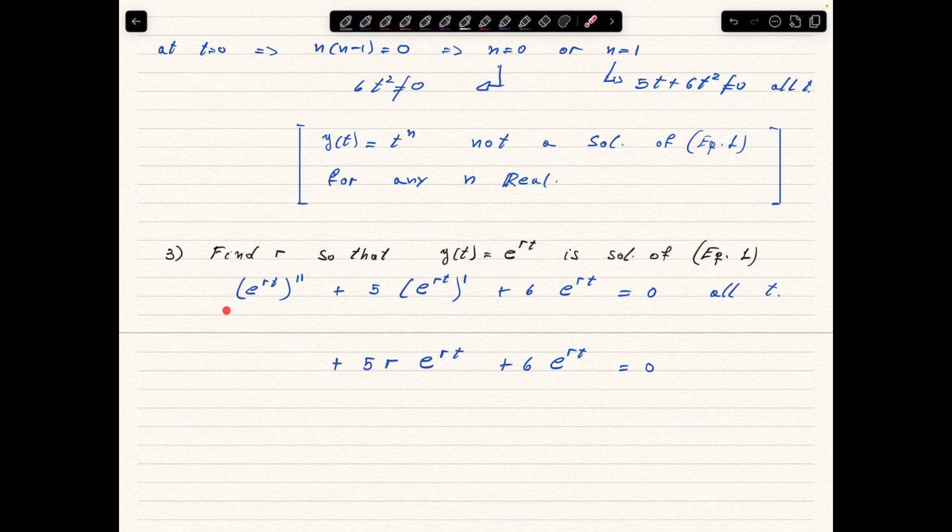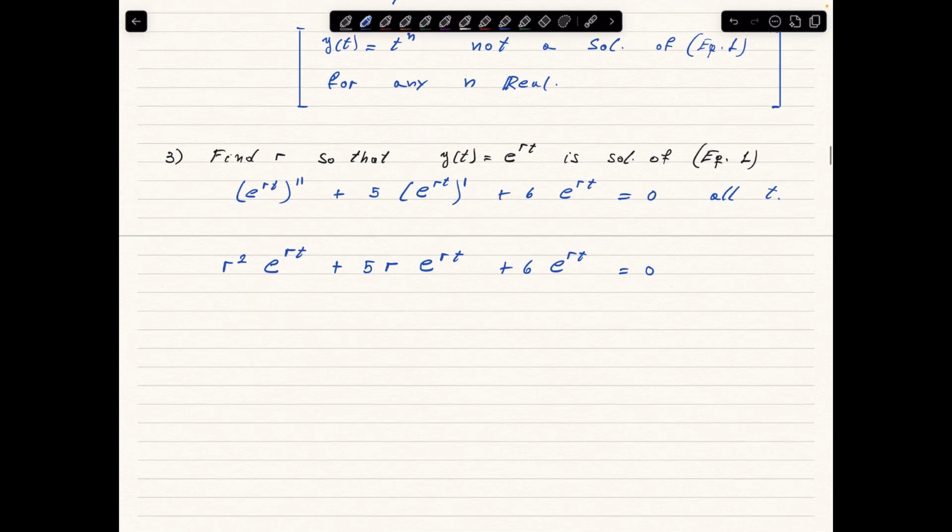And what is the second derivative? Well, the second derivative is the first derivative, so it's r exponential rt, one more derivative, so we are going to drop one more r. So we have here r squared exponential rt. That's the second derivative.